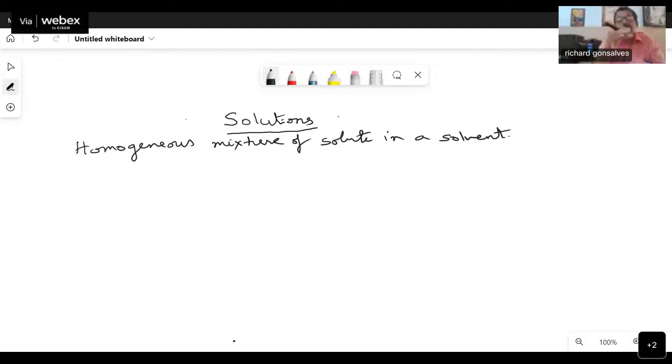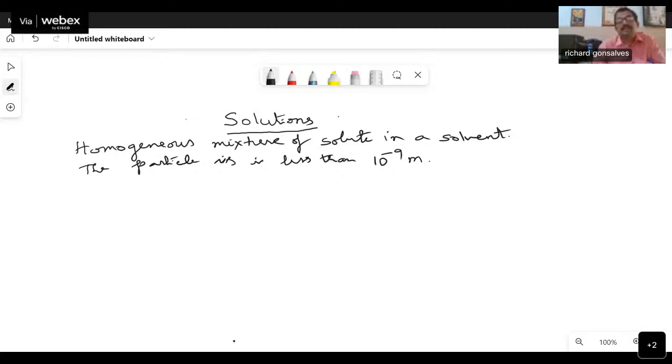Homogeneous mixture is one which is transparent. It looks like water, but it has a solute in it. The particle size is less than 10 to the power minus 9 meter. Means it should be less than 1 nanometer. Then it is solution. If it is more than 10 to the power minus 9 meter, that is 1 nanometer, 1 to 100 nanometer, then it is called colloid.